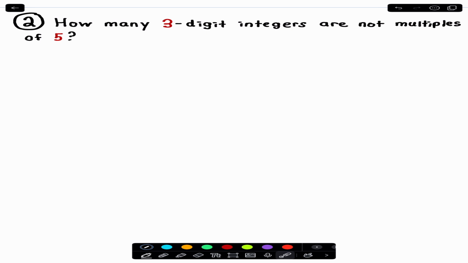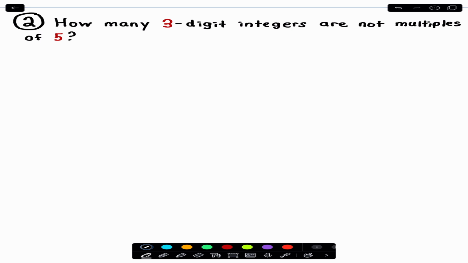So we would change the question. I'm not going to rewrite the whole question out again, but we would change it by doing the following. We would ask ourselves, how many 3-digit integers are multiples of 5? So we're going to get rid of that not. And that's the question we're going to answer. But before we do that, remember, we cannot make the same mistake as before. So we need to ask ourselves, how many 3-digit integers are there in total without any restrictions?